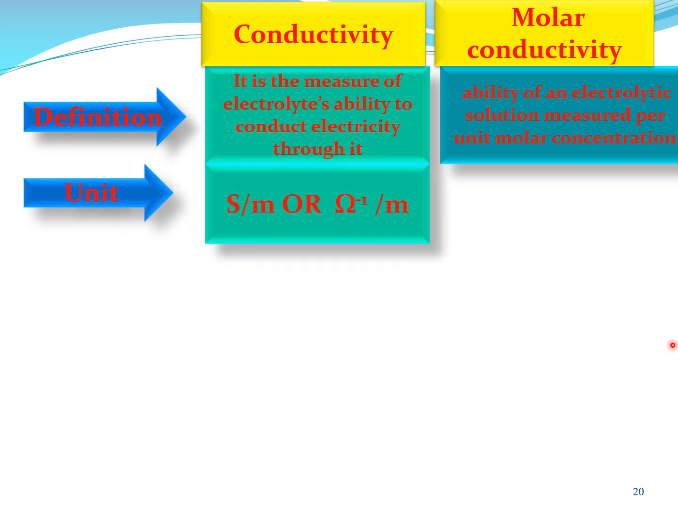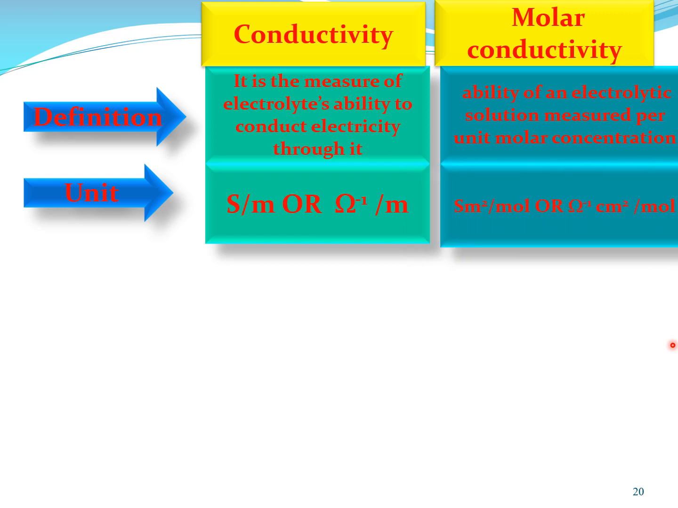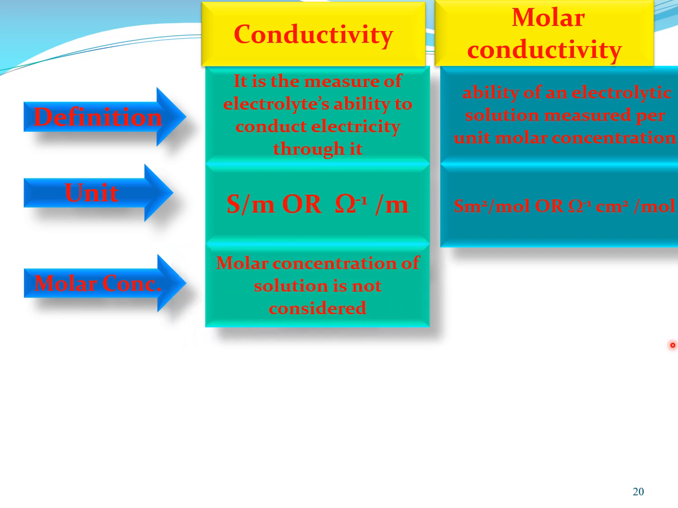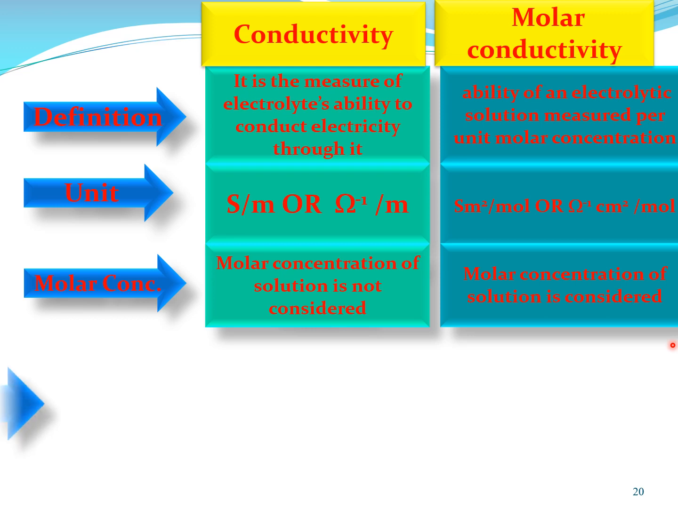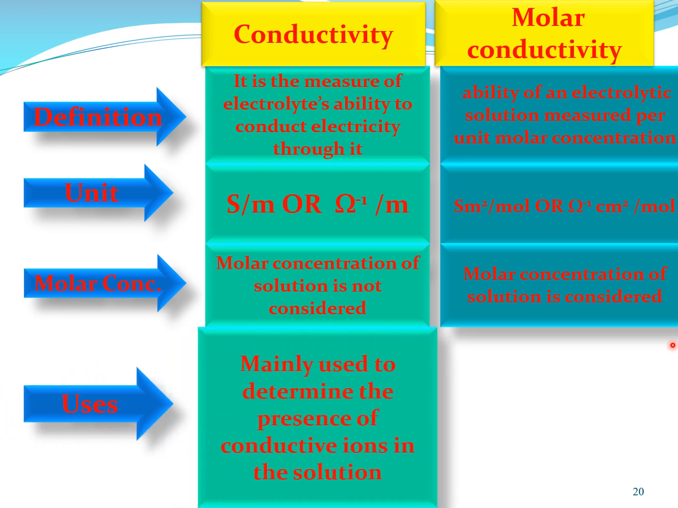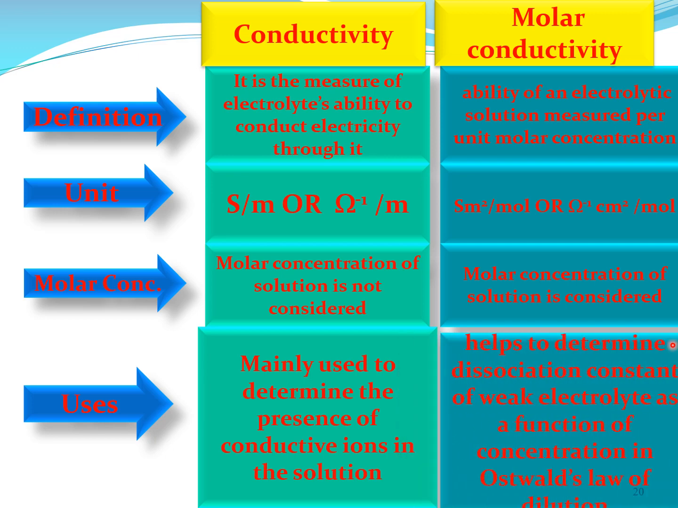The unit of conductivity is Siemens per meter or ohm inverse meter inverse, while the unit of molar conductivity is Siemens meter square per mole or ohm inverse centimeter square per mole. The molar concentration of the solution is not considered while checking conductivity, while it is considered when you are taking molar conductivity. What are the uses of conductivity? It is mainly used to determine the presence of conductive ions in solution, and it is also used to help determine the dissociation constant.